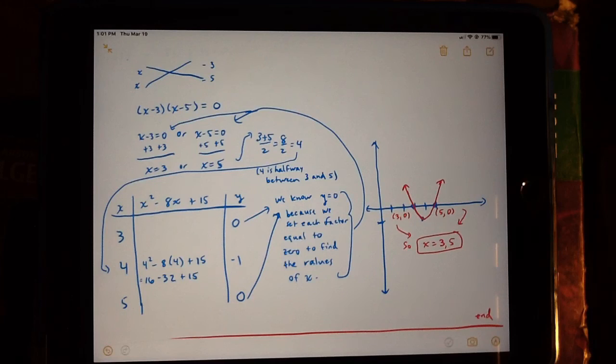Okay, that's it for our samples on this lesson. Now it's time for you to review this and make sure you're ready for today's quiz.